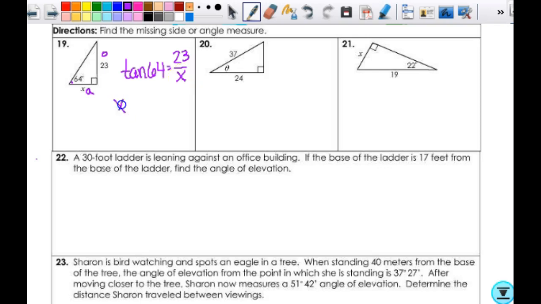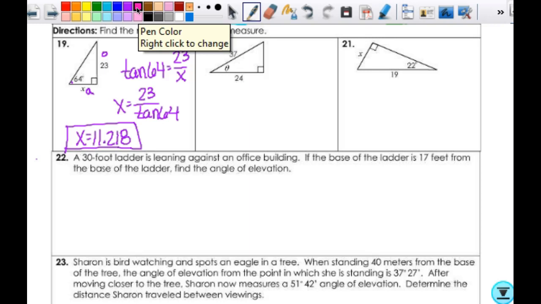Variables in the denominator, so they switch places. X is equal to 23 over the tangent of 64. I type that in my calculator, and I get that x is equal to 11.218. There are no units, so that's my answer.